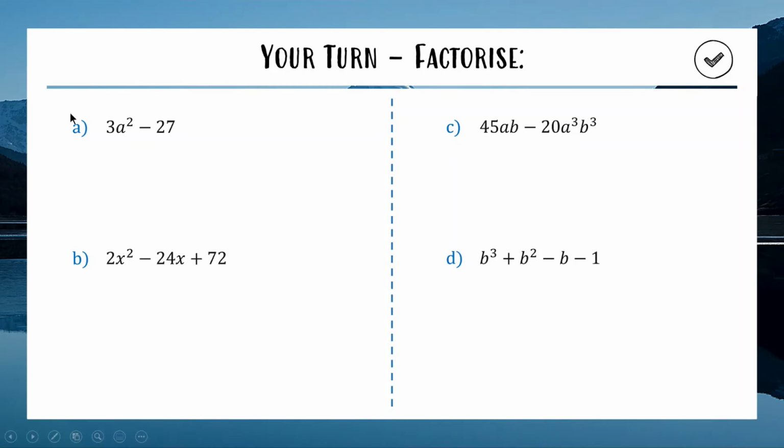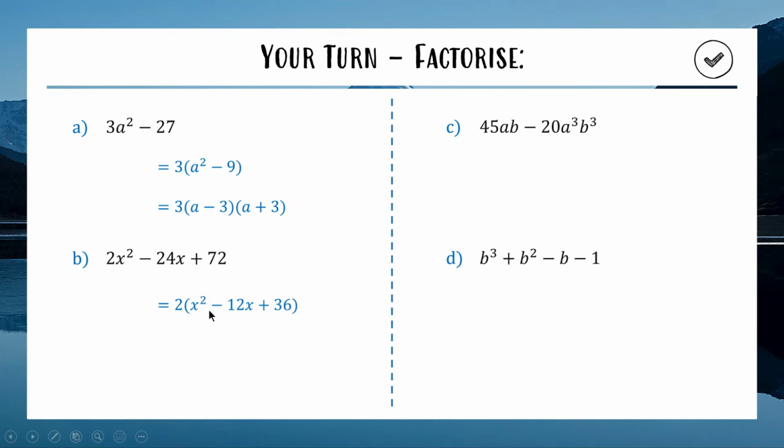Okay, for the first one, we can start off by factoring out a common factor of 3. And then we're left with a difference of 2 squares. And so we'll factorize it as 3 outside of a minus 3, a plus 3. For question B, we have a 2 in front of the x squared, but luckily all 3 terms have a common factor of 2, so we can factor it out the front.